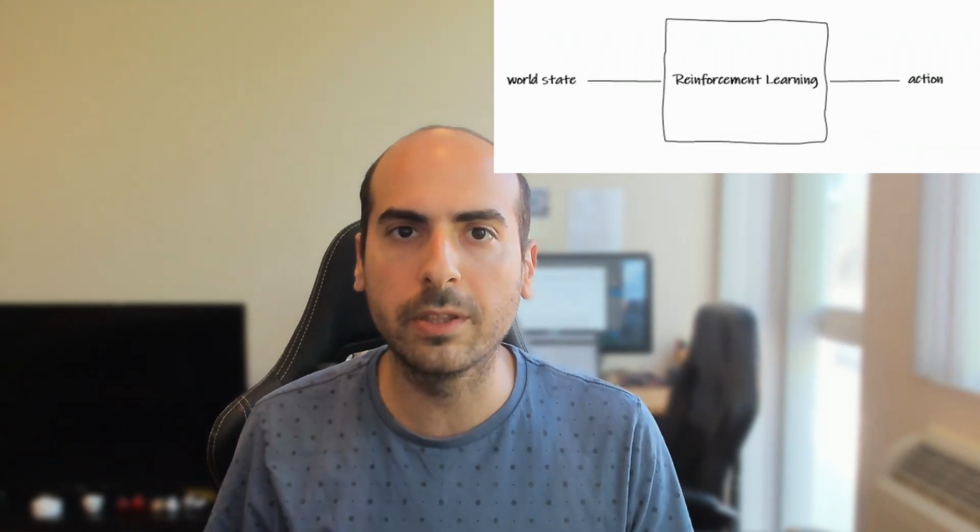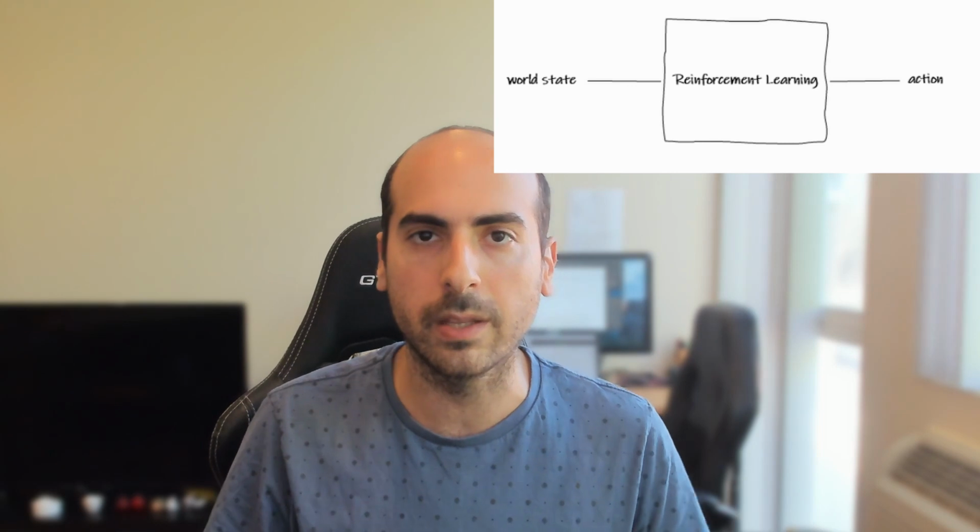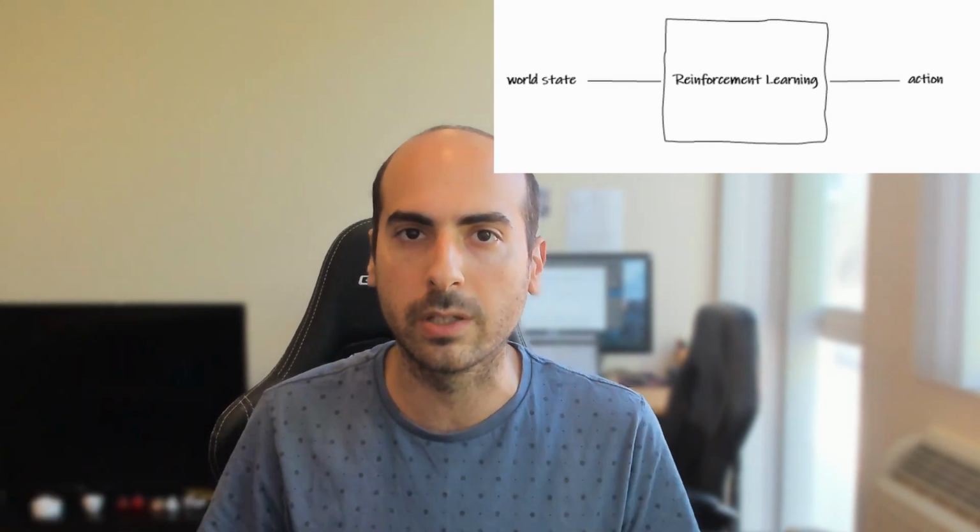Many problems that don't at first look like supervised learning problems actually turn into one. For example, reinforcement learning involves an interaction between an agent and the world. And you can cast this as a supervised learning problem if you view the input space as your world state, and then your output is the action that your agent needs to take.